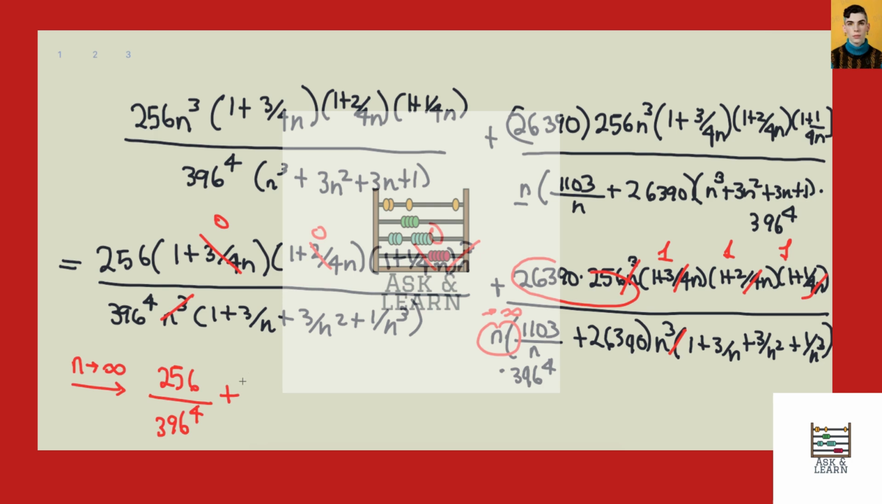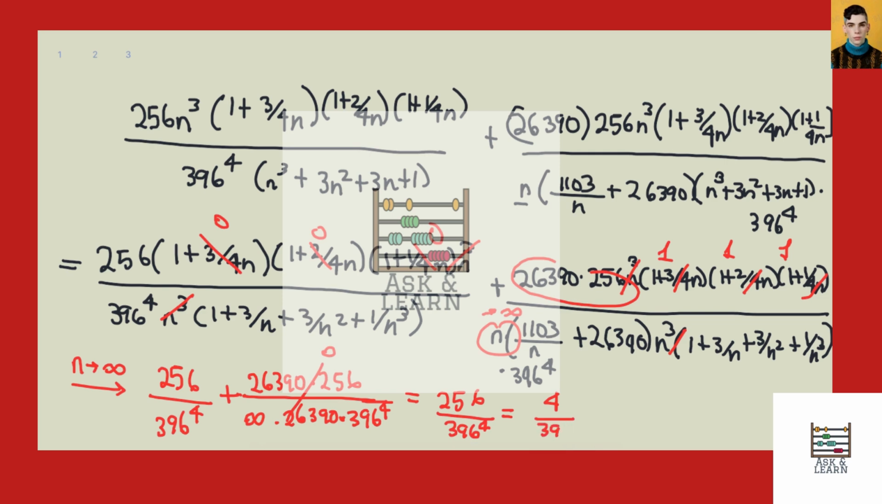So if you want, you could informally write this as, and then this part would go to 0, and this is going to 26390 times 396 to the fourth. But the denominator is infinitely large, so the fraction goes to 0, and that just means that we're left with the first fraction, 256 over 396 to the fourth, which is 4 over 396 to the fourth, which is definitely less than 1.